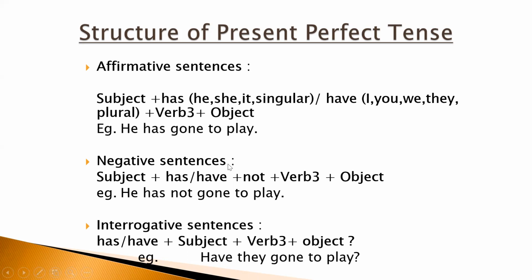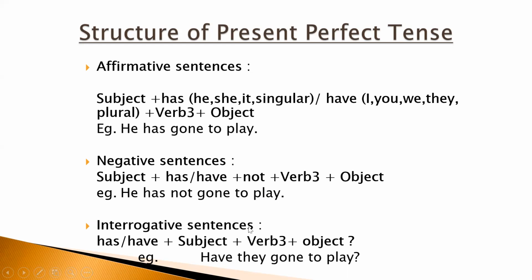Now, in case of negative sentences, with this has or have, we will add not. So, this will become has not or have not. Rest will remain same. Subject in the beginning, has not, have not, then third form of the verb and then object. Like, he has not gone to play. He is the subject, then has not, then third form gone and then object to play. If it is I or they, it will become they have not gone to play.